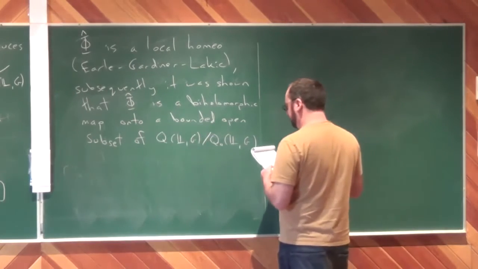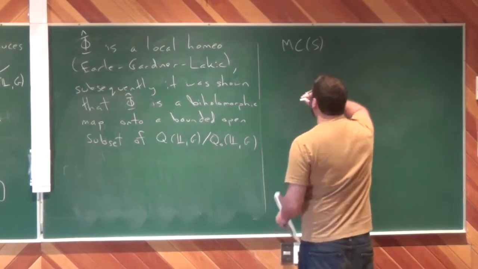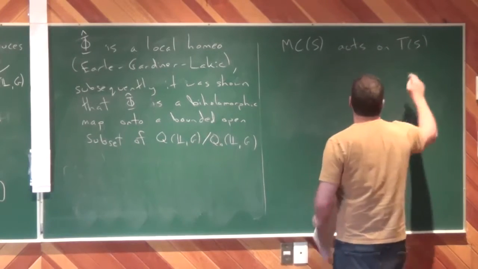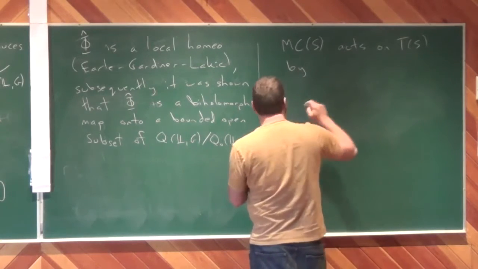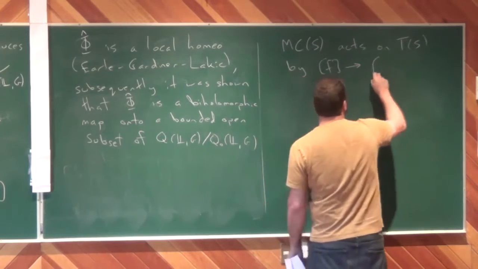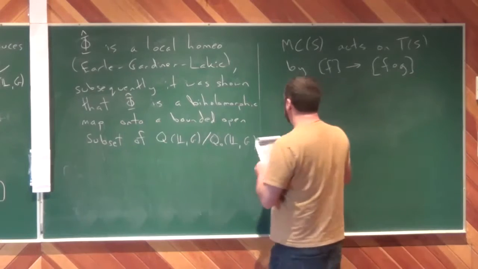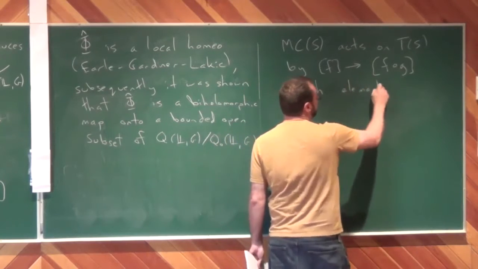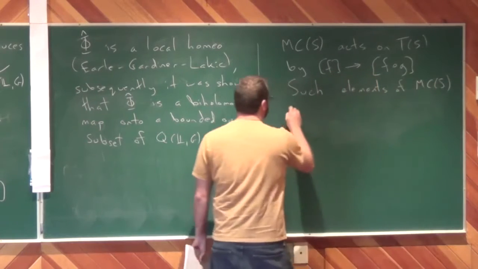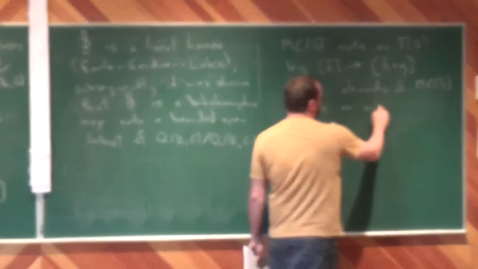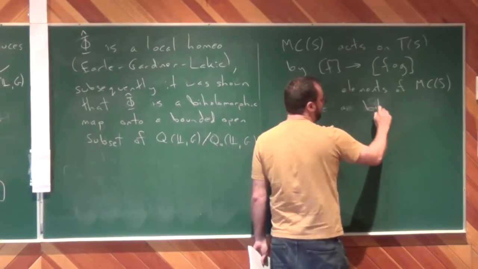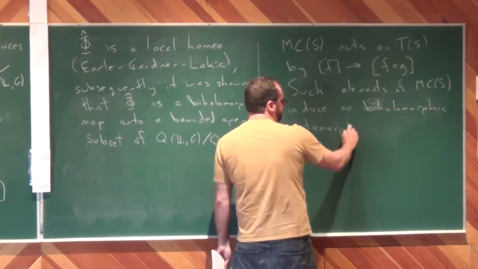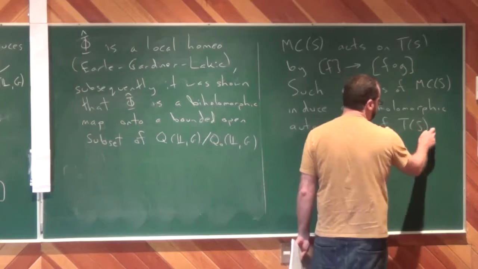So the first observation is that the mapping class group of S acts on the Teichmüller space of S by F gets mapped to F composed with G, and such elements of MCG induce, well, not just an automorphism, a biholomorphic automorphism of Teichmüller space.